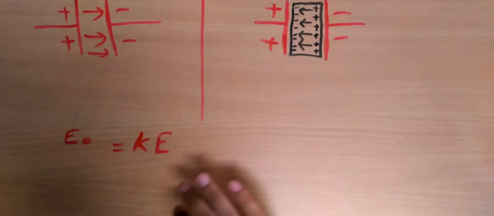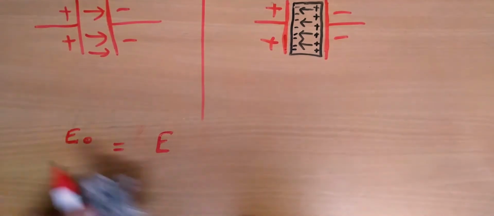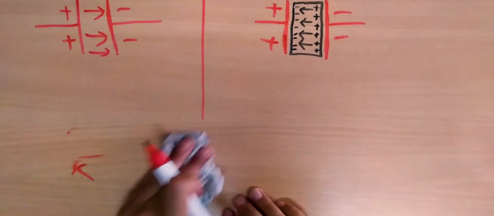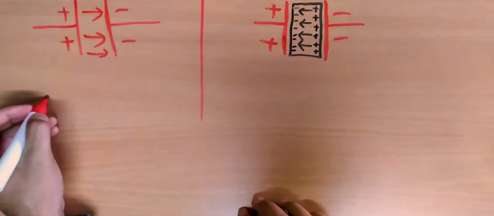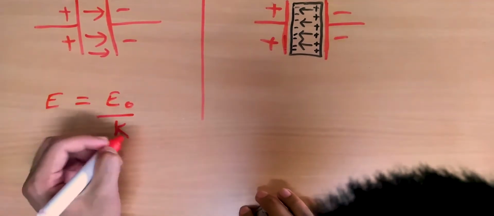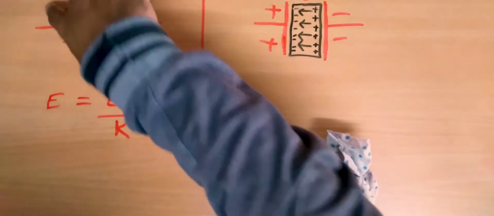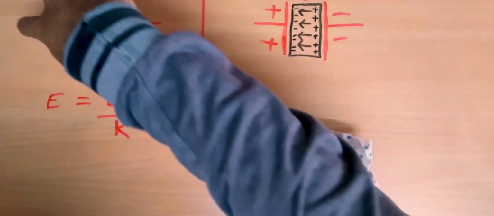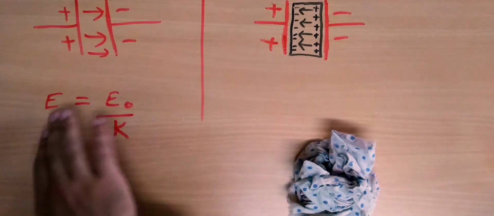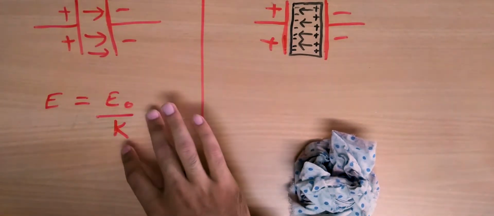So let me put this in a more intuitive form. I'll just shift the k from this side to this side, and flip the equation and write it again. So what I get is E equals E naught upon k. Now E naught is the original electric field, and k tells me the factor by which this original electric field reduces when I put in a dielectric, and I get the final electric field. So k tells me the factor by which it reduces, and k is a number greater than 1 in this case.